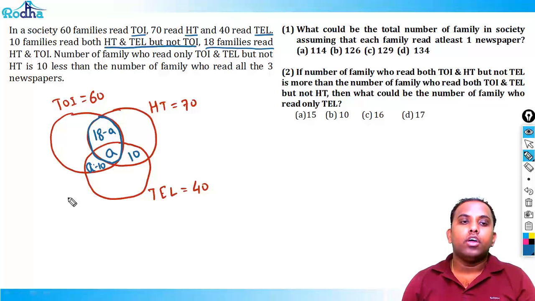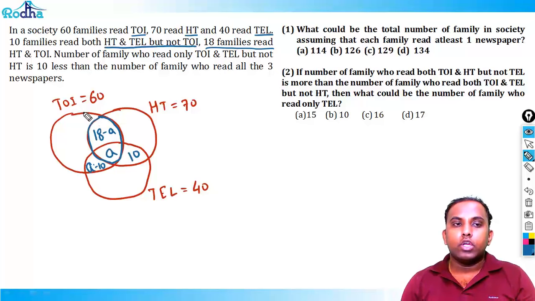We got this data here. Now you can fill the remaining data. So this whole circle is for 60. TOI 60. Already if you add it up, 18 plus 18 minus 10 is 8. Plus A minus A cancelled.